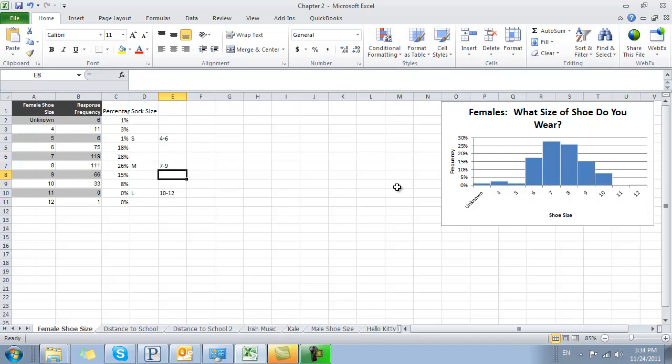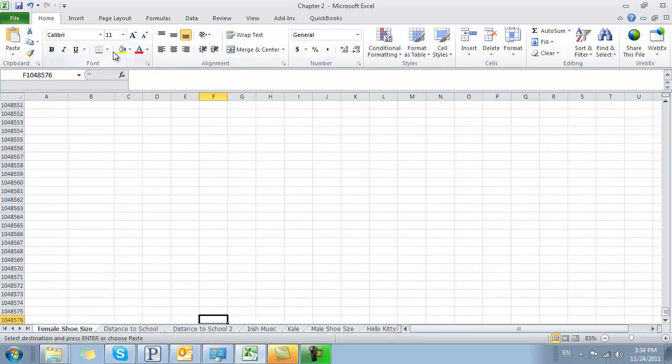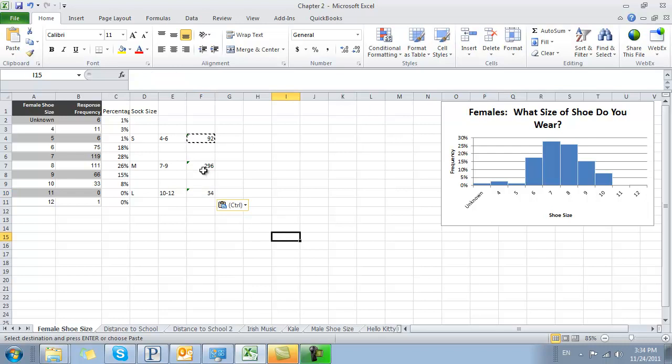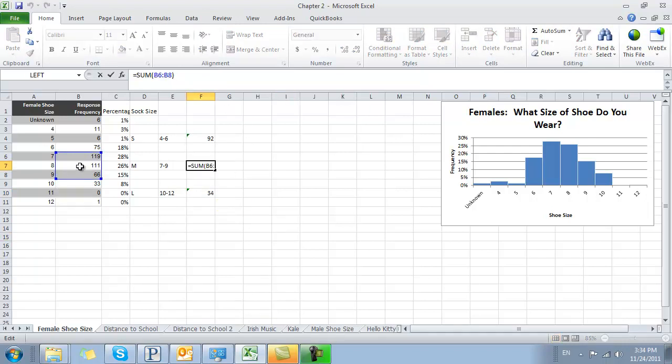Well, how many people have a size 4 through 6? It would be these three groups, these three responses. So I'm going to find that out by finding the sum of these three groups. So 92 people had a size 4 through 6. 296 had a size 7 through 9. And 34 people had a size 10 through 12. Notice here, when I click into this, it highlights exactly what's being used. And there's the sizes 7 through 9.